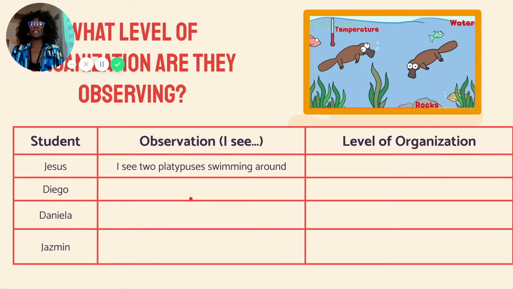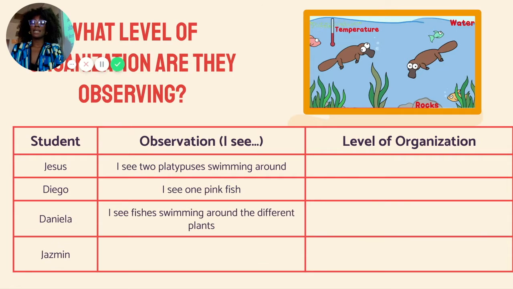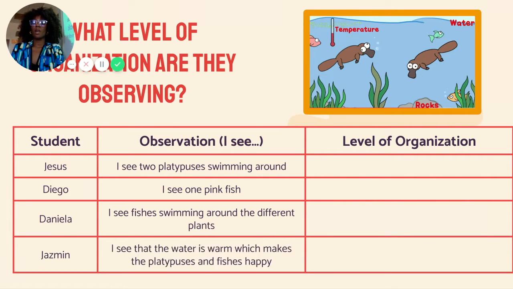So what level of organization are these students observing? Jesus says that he sees two platypuses swimming around. What level of organization is that? How about Diego? Diego says, I see one pink fish. Daniela, I see fishes swimming around the different plants. And Jasmine, I see that the water is warm, which makes the platypuses and fishes happy.